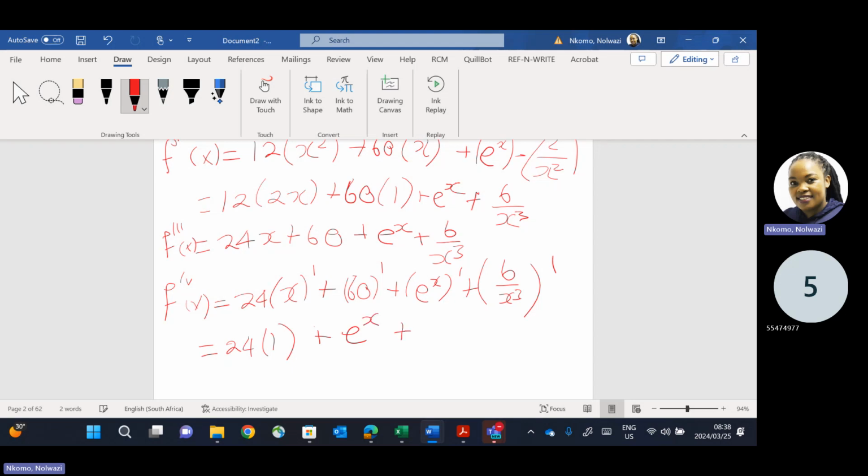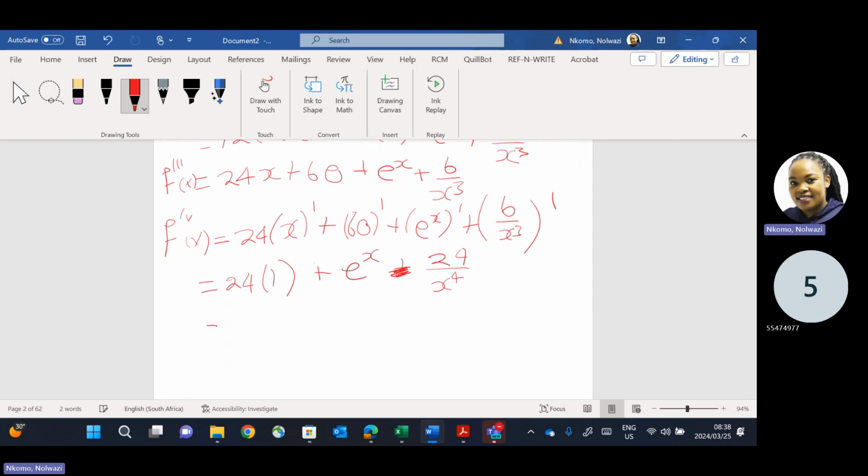Then again, you differentiate 6 over x cubed. 6 over x cubed will give you minus 24 over x to the power 4. Then you simplify. If you simplify this, you'll have 24 plus e to the power x minus 24 over x to the power 4. And this is your fourth order derivative, the one that we asked for.